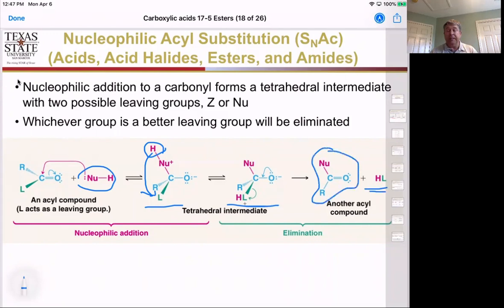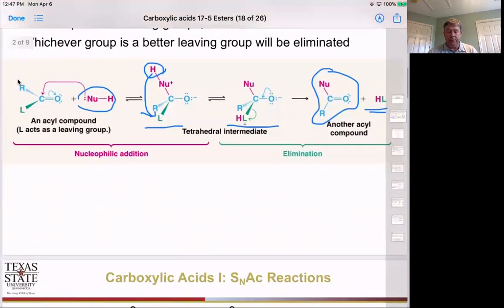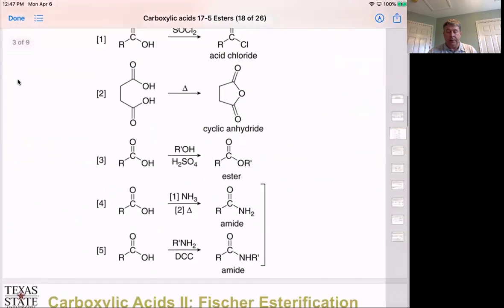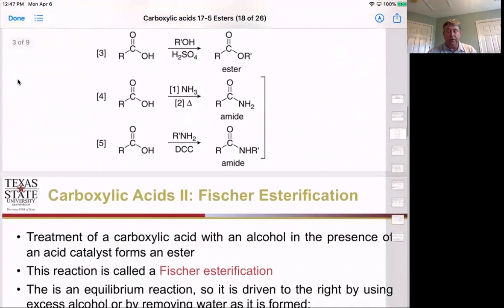Again, with aldehydes and ketones, we don't get substitution, we only get addition reactions. Okay, so let's see how that affects our formation of carboxylic acid esters. Again, the whole series of reactions we looked at is we formed acid chlorides, we formed anhydrides, and then esters and amides. So let's talk first about the Fischer esterification.